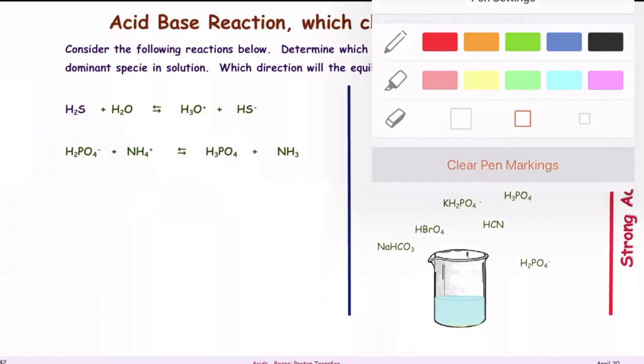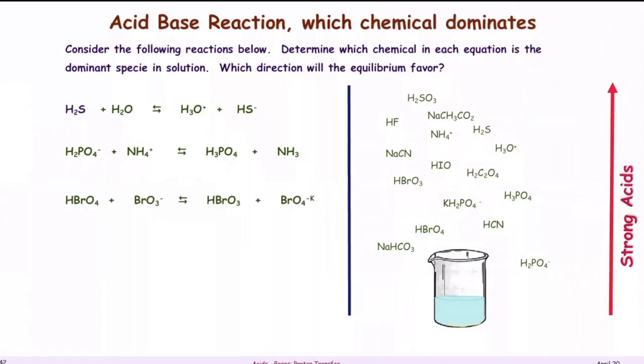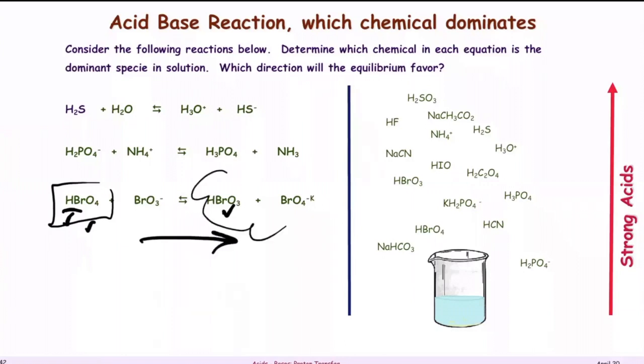The other example is perbromic acid and bromic acid. Which between these two is the stronger acid? This is a stronger acid because it's got more oxygen, and you'll see that in the next discussion. If this is a stronger acid, then it gives up its hydrogen, the equilibrium is going to shift to the right, and these are the chemicals that are going to be the largest amount in quantity in the mixture.